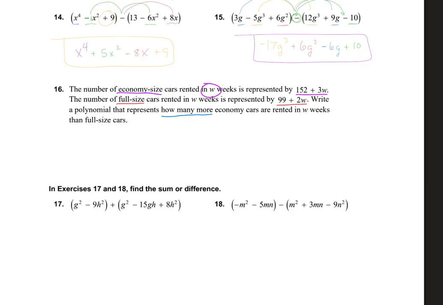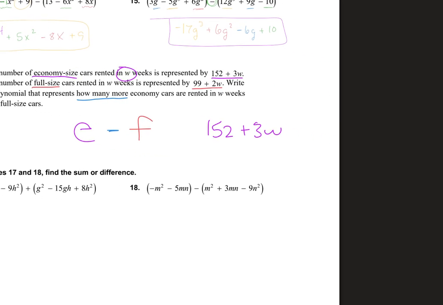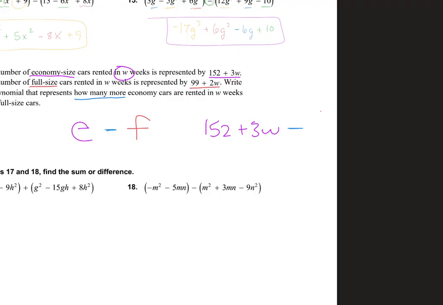So what that's going to look like is they're saying, hey, listen, economy is renting more than the full size. And so how you would come up with that is E minus F, economy minus F. Well, what I mean is economy is represented by that, right? And we're going to subtract the number of full-size cars, which is represented by that. And since I didn't do it as much up there, I'll do it right here. Negative 99 minus 2W, 152 plus 3W.